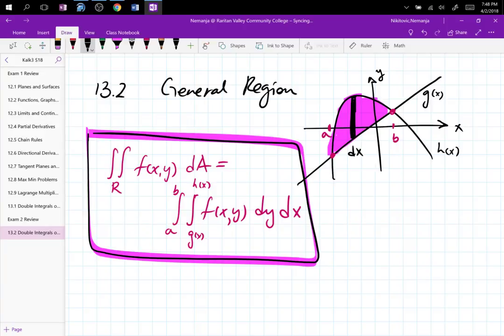So, if you have a rectangular region, then A, B, C, D. If you have general regions, then those are some functions, and your dx is stuck between those functions. So vertically stuck, and horizontally, it swipes from A to B.